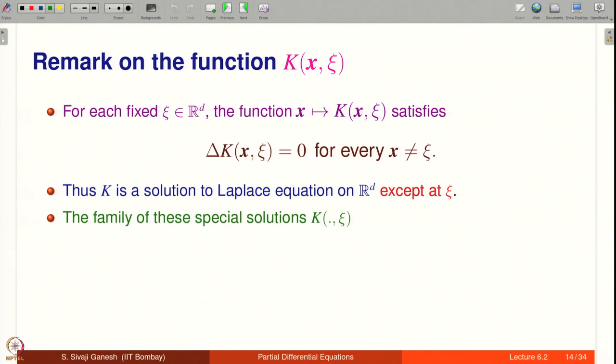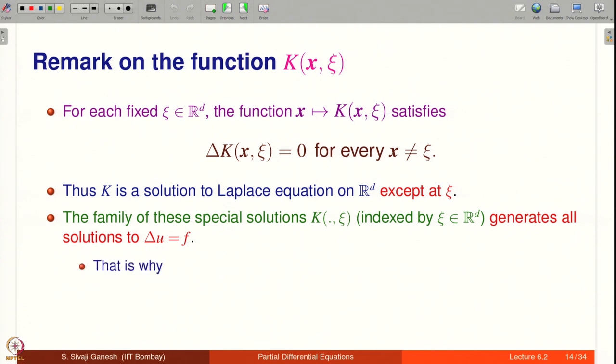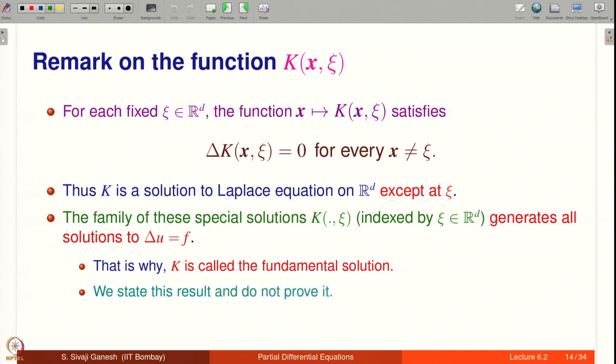Thus, k is a solution to Laplace equation on R^d except for this xi. The family of these special solutions, that is, the family indexed by xi in R^d, generates all solutions to Laplacian u equal to f. That is why k is called the fundamental solution. Now, compare the analogy that we have given in the case of system of linear equations, fundamental set, there were finitely many there, x1, x2, xd. Here we have this family of functions indexed by xi in R^d. We state this result and we do not prove the result.